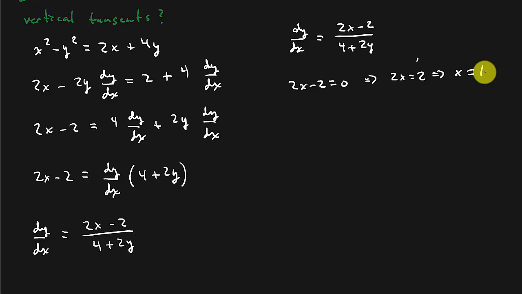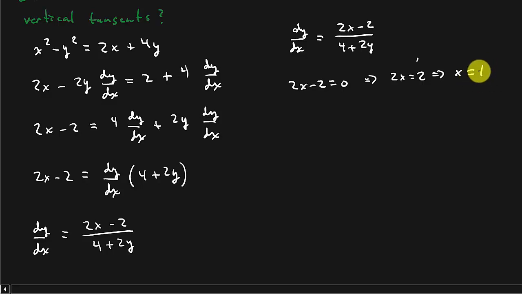But it does want the points, right? It wants the points where the tangent line is horizontal. So I need to take my x value of 1, and that's going to give me 1 squared minus y squared equals 2 times 1 plus 4y. So I took the 1 and plugged it into my original equation for x. And so if I move that over, that's going to be 0 equals 1 plus 4y plus y squared.